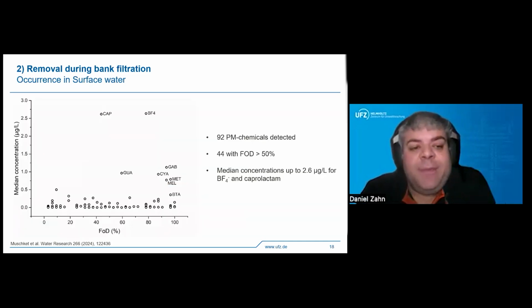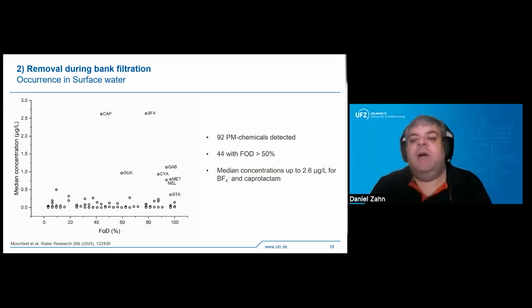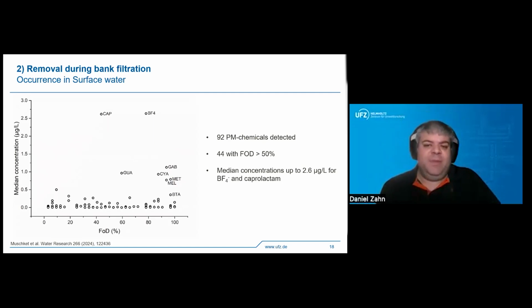These are the chemical concentrations we found in our two rivers. We have a frequency of detection, so how often did we detect them? And we have a median concentration. Of our 127 chemicals we looked for, we detected 92. So many of the chemicals we were looking for were actually present. However, only 44 of them had a frequency of detection greater than 50%. So more than half are actually present fairly sporadically.